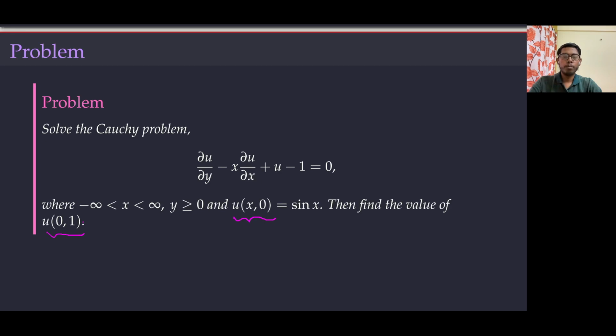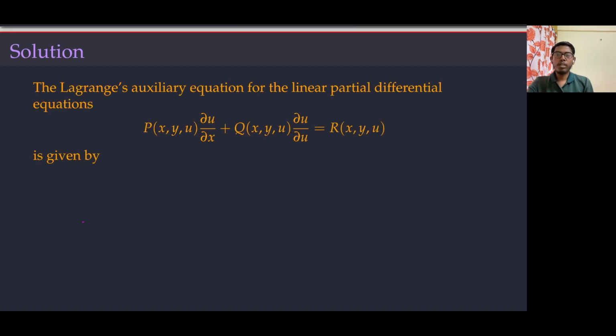So I hope you tried for a solution. Let's recall that the Lagrange auxiliary equation for the linear partial differential equation P del u by del x plus Q del u by del y equals R is given by dx by P, the coefficient of del u by del x, equals dy by Q, the coefficient of del u by del y, equals du by R.